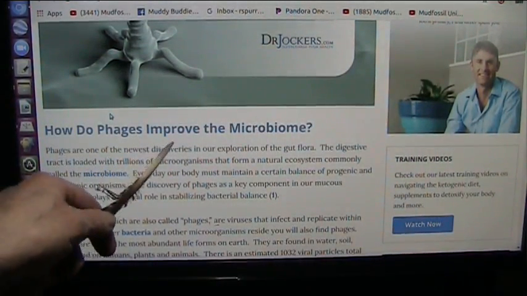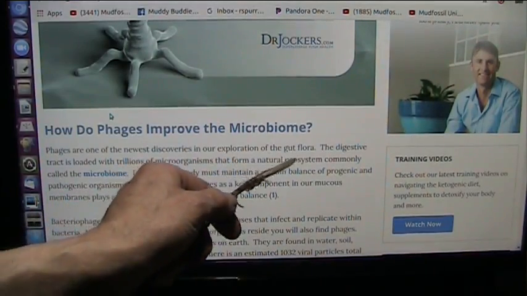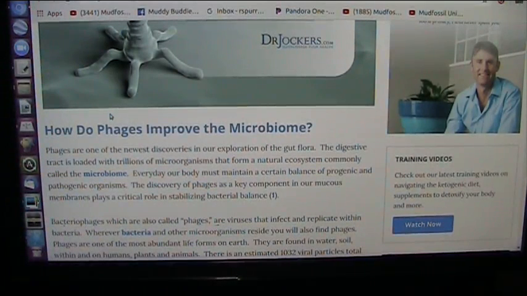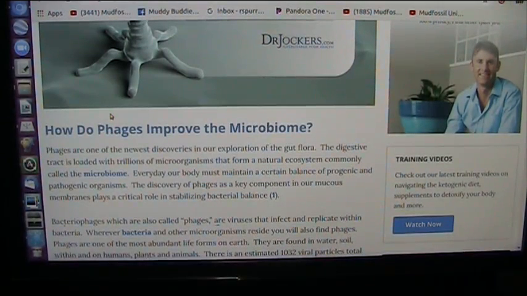Phages are one of the newest discoveries in our exploration of gut flora. I've been really working hard on gut flora for a while, and we've had some tremendous success even with autism. It affects every single thing in your body. Look up the vagus nerve. It is a highway to your health. The gut controls everything in your body. The vagus nerve is the biggest nerve in the body, and it touches from your gut back and forth. It's a bidirectional nerve that goes to every single place in your body. Your eyes, your ears, your tongue, your nose, everywhere.